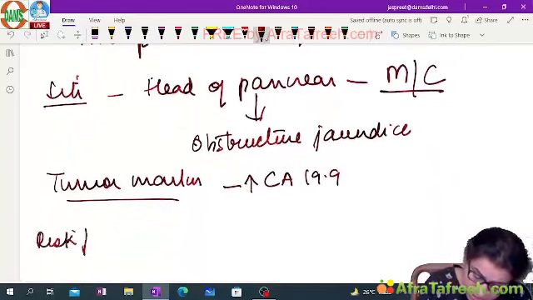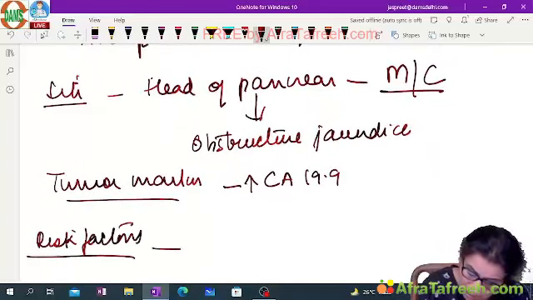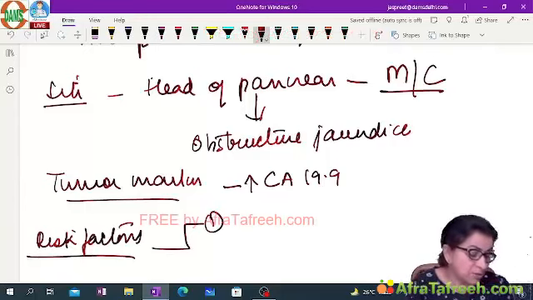Okay, what are the risk factors for pancreatic cancer? Risk factor number 1, tobacco.